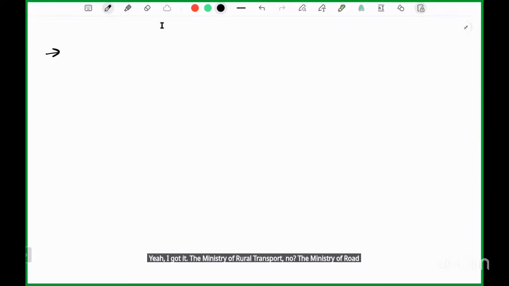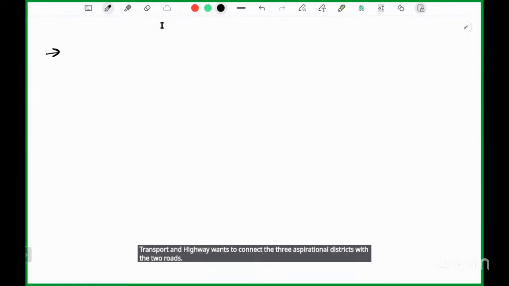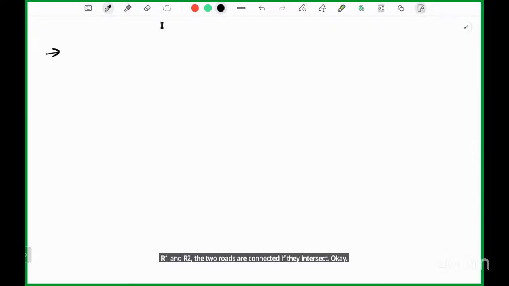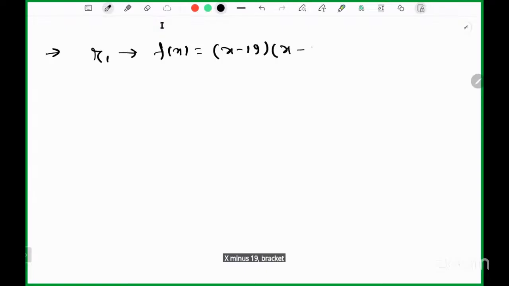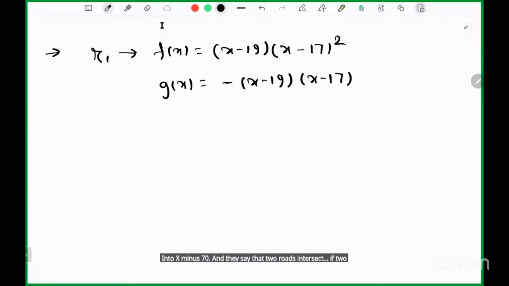The Ministry of Road Transport and Highway wants to connect the 3 aspirational districts with the 2 roads, R1 and R2. The 2 roads are connected if they intersect. So the shape of the 2 roads R1 and R2 follows the polynomial curve f of x is this and g of x is this respectively. So the road R1 follows the curve f of x equal to (x minus 19)(x minus 17) the whole square, and g of x equal to minus (x minus 19)(x minus 17). And if the 2 roads intersect each other, then they are connected. So what will be the x coordinate of the third aspirational district?